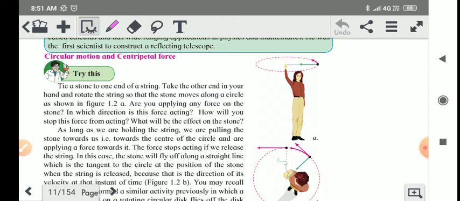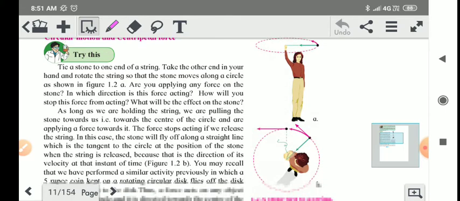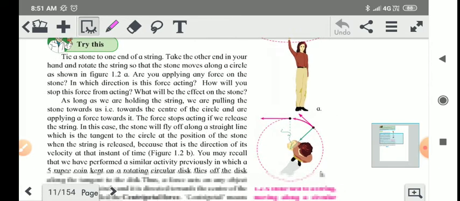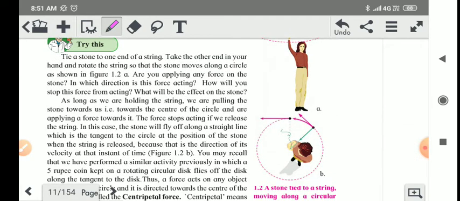So see, tie a stone to one end of a string, take the other end in your hand and rotate the string so that the stone moves along a circle as shown in the figure. Are you applying any force on the stone? In which direction is this force acting? How will you stop this force from acting? What will be the effect on the stone?